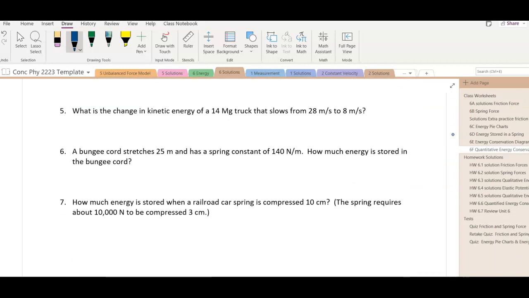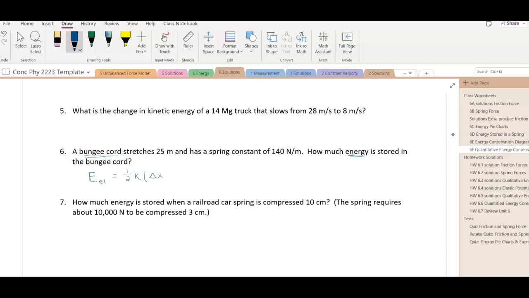So here they're treating a bungee cord kind of like a spring. They're giving us a spring constant even, right, of 140 newtons per meter, and they're telling us that the bungee cord has been stretched by 25 meters. And they're asking how much energy is stored. So we're talking about elastic potential energy, and the formula is 1/2 multiplied by the spring constant k and multiplied by the displacement squared.